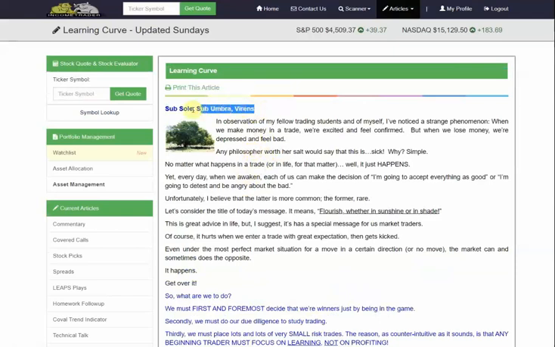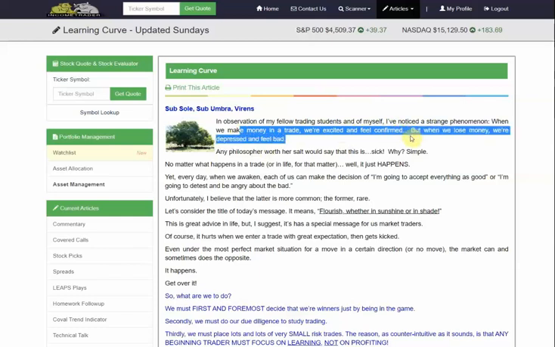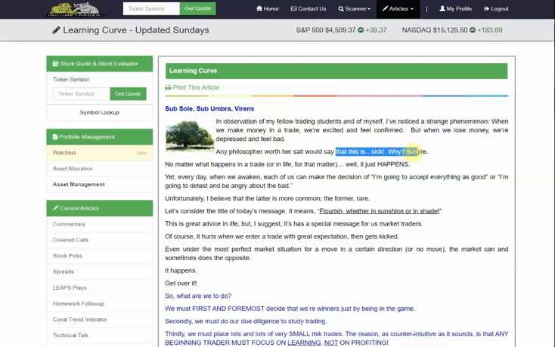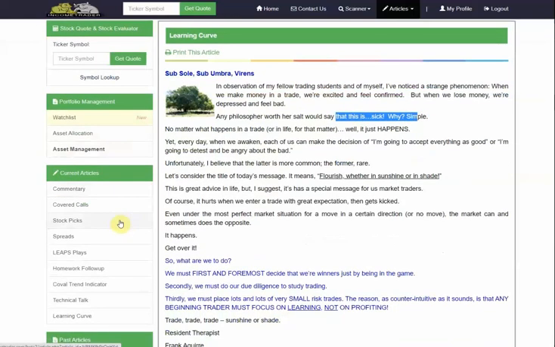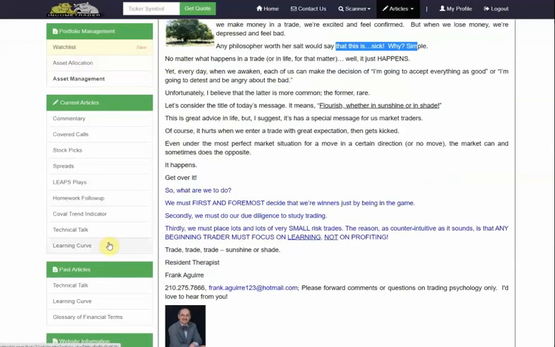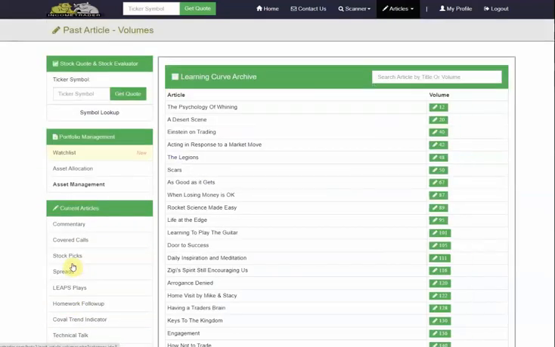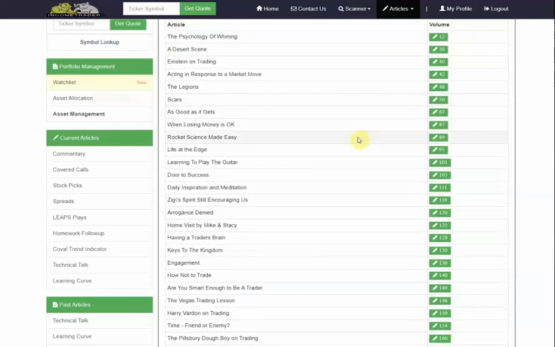This right here is just an observation of my fellow trading students and of myself. I've noticed a strange phenomenon. When we make money in a trade, we're excited and feel confirmed, but when we lose money, we're depressed and feel bad. People say, why is that? That's sick. Very simple. So you can go back, it talks about the trading mentality, and that's a big part of making money. You can also go back here under learning curve and read some of the past ones as well.